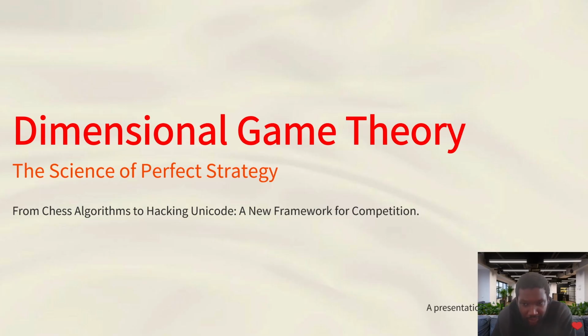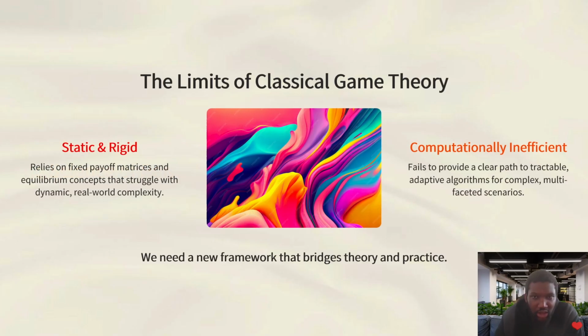The balance of entropy in the system, in the real world, the balance of the system. Okay. The limits of classical game theory. Static and rigid, it relies on fixed payoff matrices and equilibrium concepts that struggle with dynamic real-world complexity. This is a big thing, a bad thing for classical game theory. Classical game theory is too static, it's too rigid. Every input has an output, but that input never evolves.